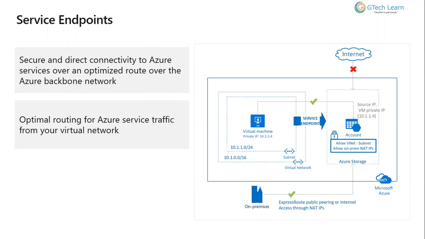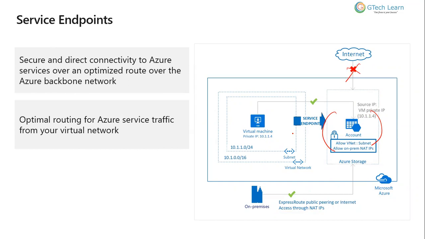If I'm talking about the service endpoint here, we can create secure and direct connectivity to the Azure services over the optimized route or the Azure backbone network. And for optimal routing, we can use the Azure service traffic from our virtual network. So now in this picture, you can see that I have this storage account available and I have blocked the internet access for that specific storage account.